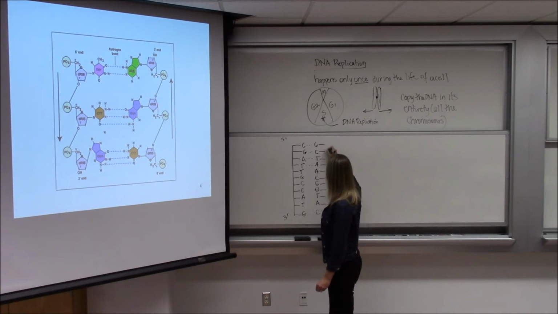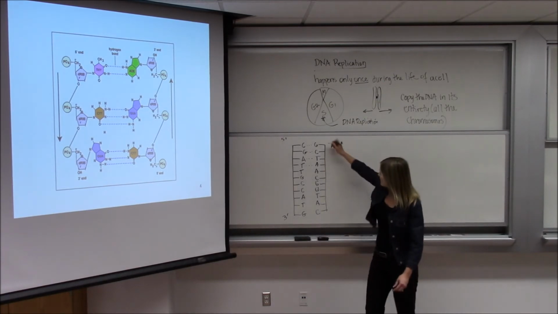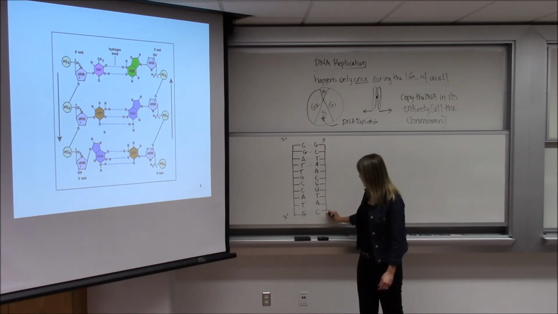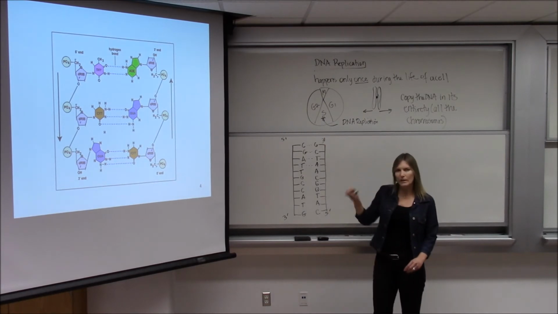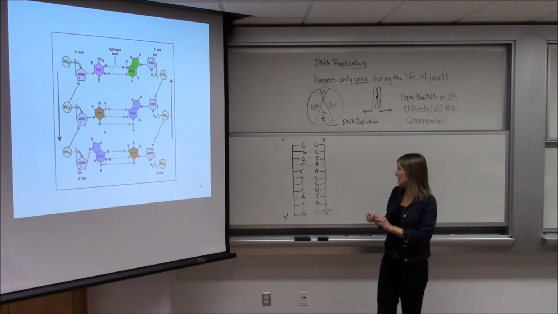I'm not going to draw all the hydrogen bonds connecting these together because we're just going to need to break those bonds in a minute. So this would be 3' and 5' end. Again, that has to do with the numbering of the carbons on that pentose sugar.